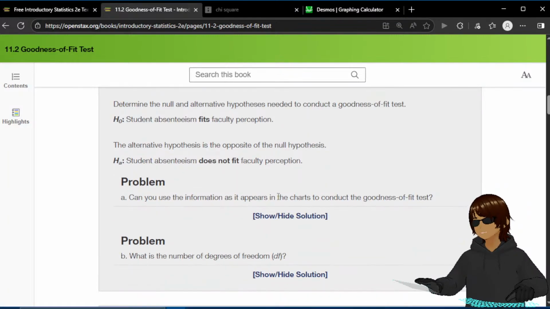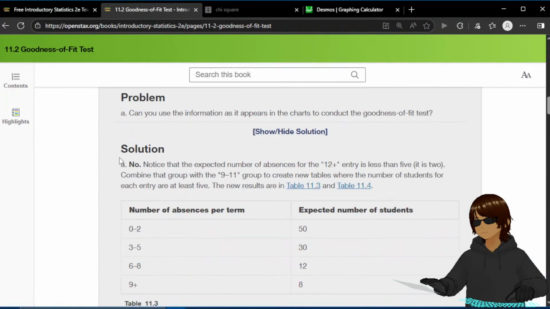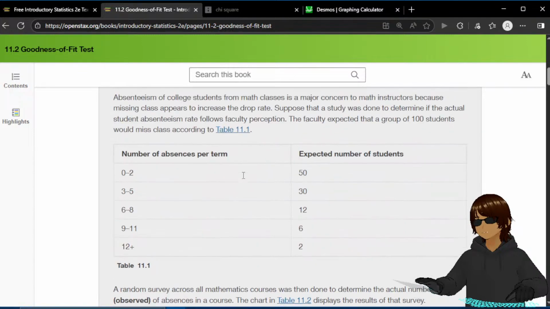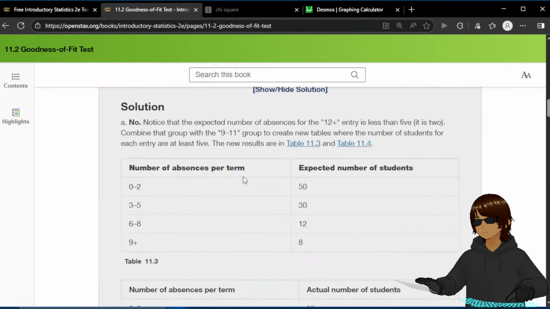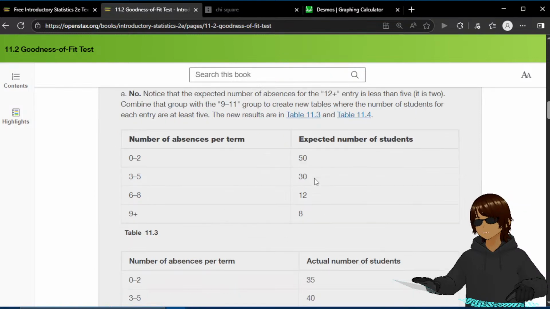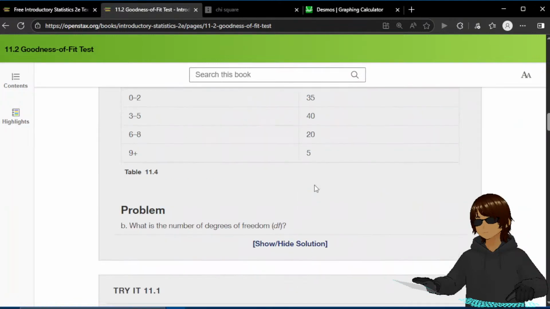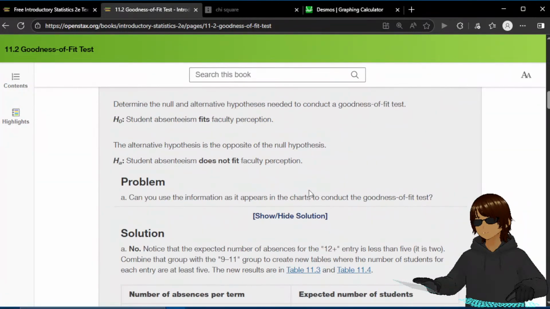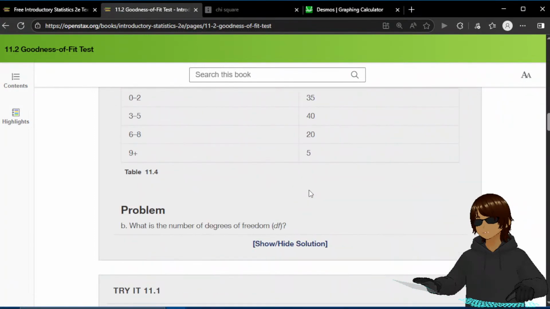Can you use the information as it appears on the chart to conduct the goodness of fit test? I think yes, we can, right? No? Notice that the expected number of absences for the 12 plus entry is less than 5. Combine that group with the 9 to 11 group to create new tables where the number of students for each entry is at least 5. Okay. So what about this? What is the number of degrees of freedom?